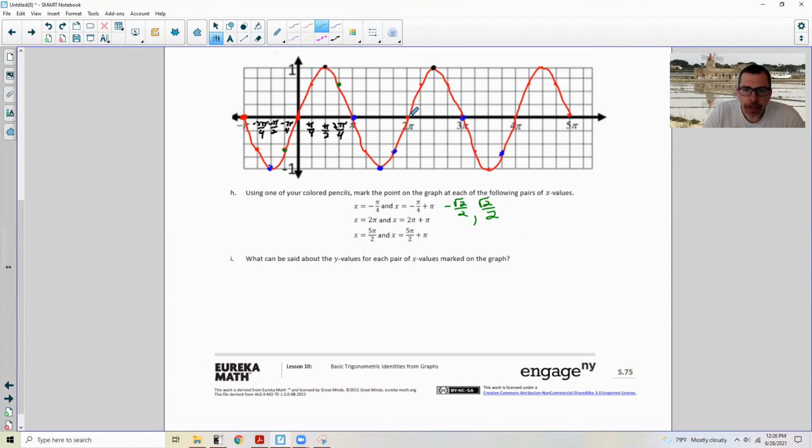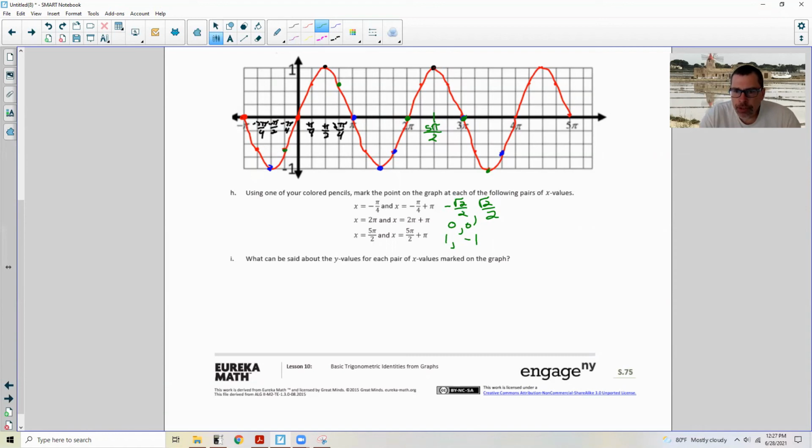And then if I choose 2 pi, that is right here. And then 2 pi plus pi is 3 pi. Those are both 0. And then finally 5 pi over 2. Here's pi over 2, 2 pi over 2, 3 pi over 2, 4 pi over 2, 5 pi over 2 is right here, and the value of sine of 5 pi over 2 is 1. And then if I add pi to that, that's down here, and that is negative 1.